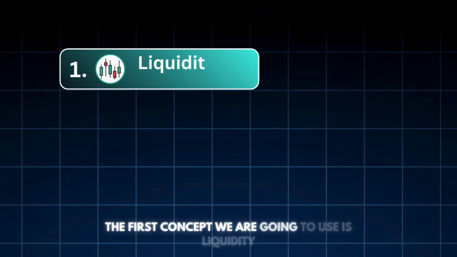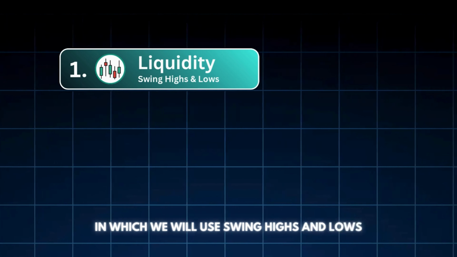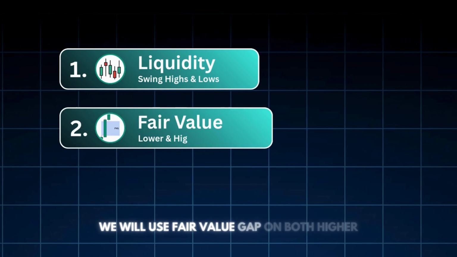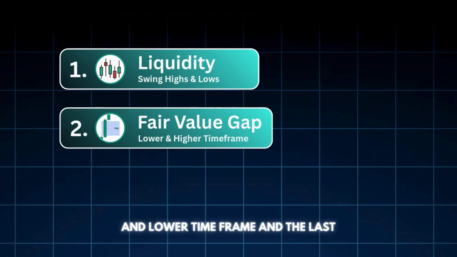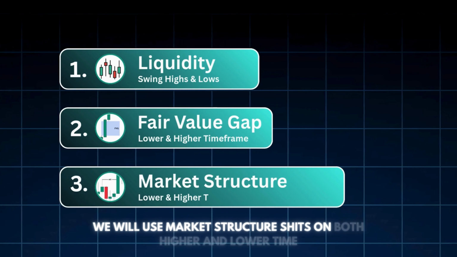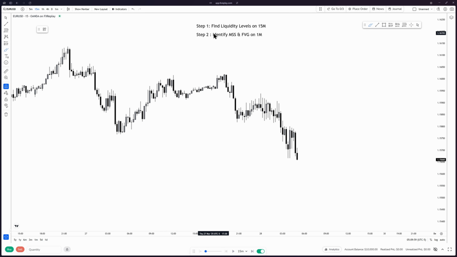The first concept we are going to use is liquidity, in which we will use swing highs and lows. Second, we will use fair value gap on both higher and lower time frame. And the last, we will use market structure shifts on both higher and lower time frame. So, coming to the charts, the first step is to find out liquidity levels on the 15-minute time frame. And the second step is to identify the market structure shift and fair value gap on the 1-minute time frame.